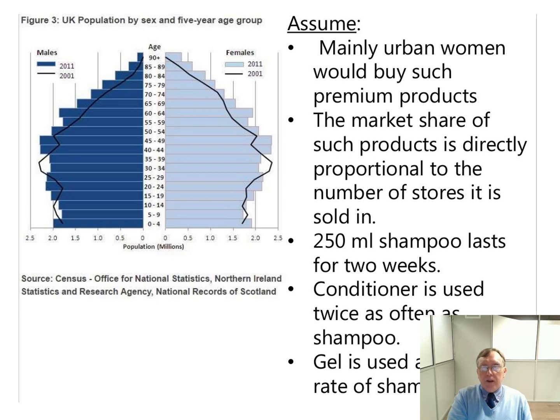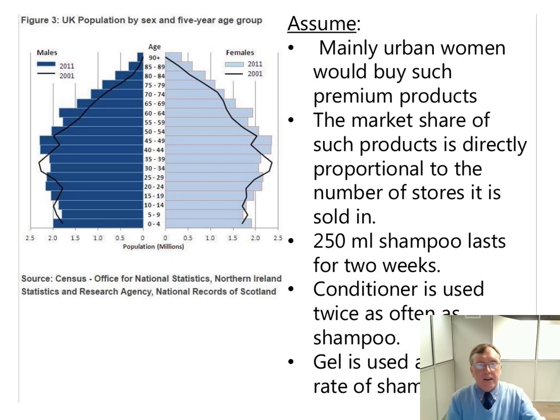Now we've got the UK population by sex and 5-year age group. In other words, every 5 years, how many people are there out there? If we have a particular percentage of people coming in, how many people are there that we can actually look at? So in terms of male and female, we've got a particular number here. This is in 2011. So the difference between 2001 and 2011.